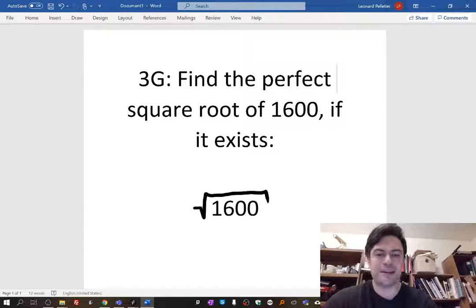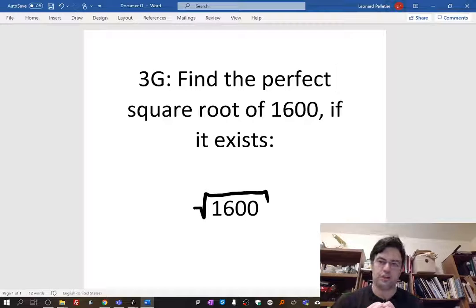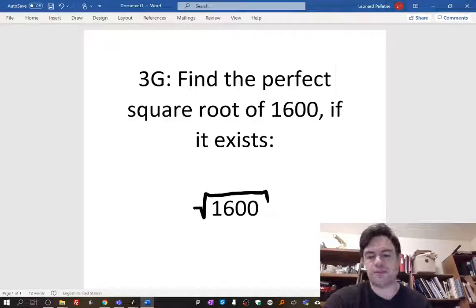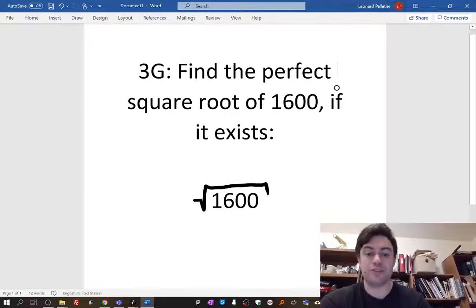So here we've got 1600, and we're trying to find out if there's a perfect square root for it. This is question 3G from page 27 in section 1-3. If we're trying to figure out if a number has a perfect square root or not, one thing we can do is divide it into all of its prime factors and see if each prime factor comes in pairs. If that's the case, then we can square root each of those pairs and find the individual groups of prime numbers. So I'll show you what I mean.